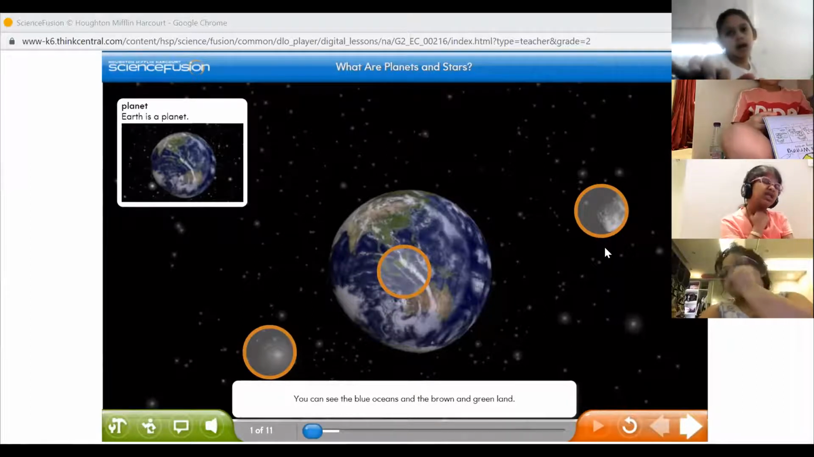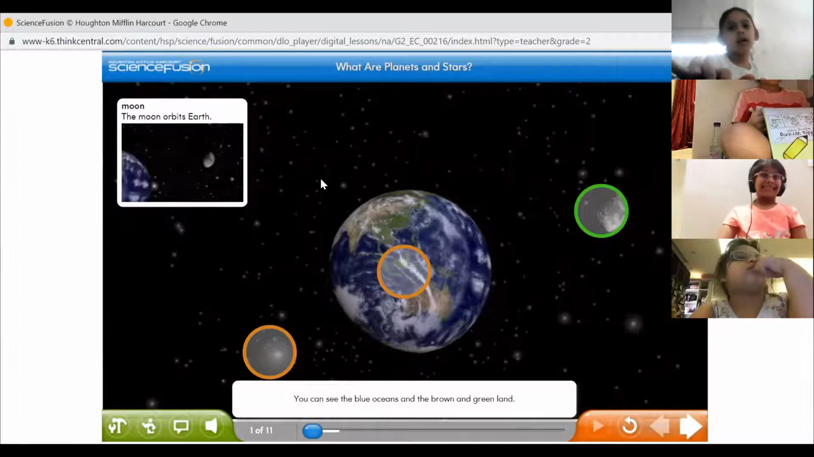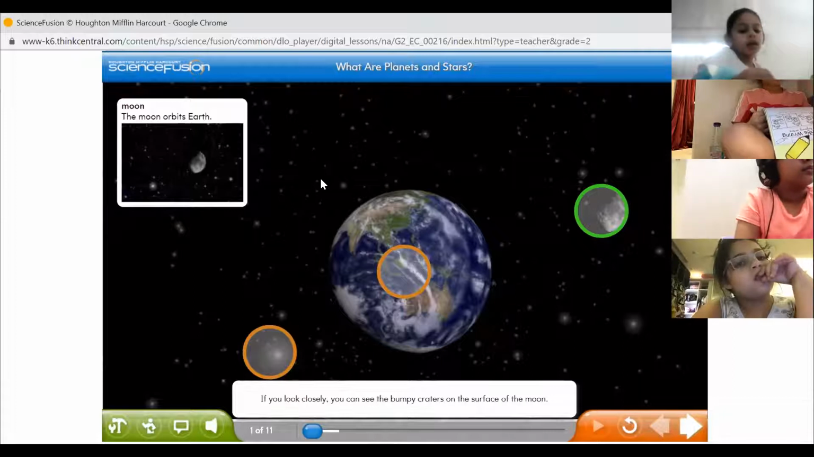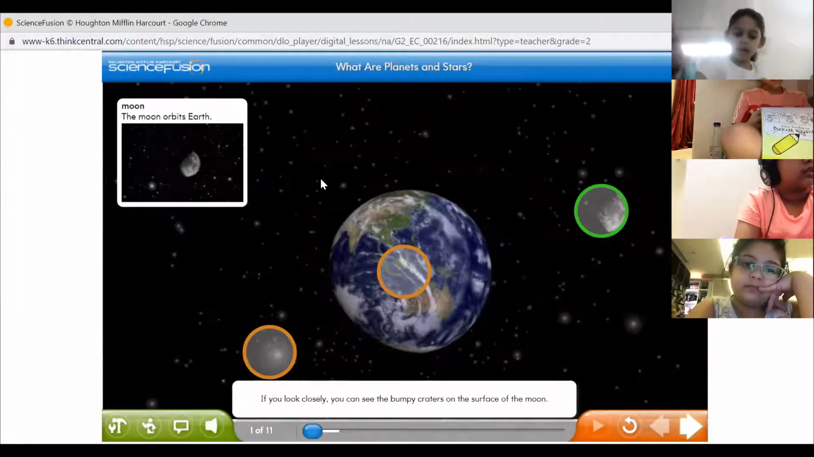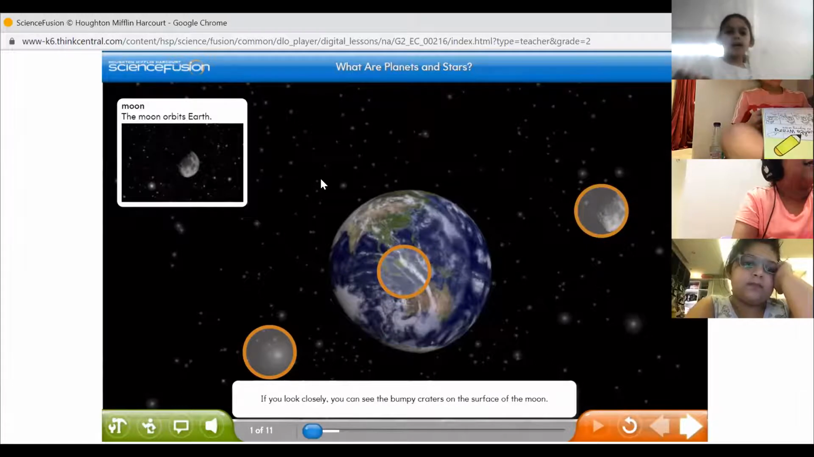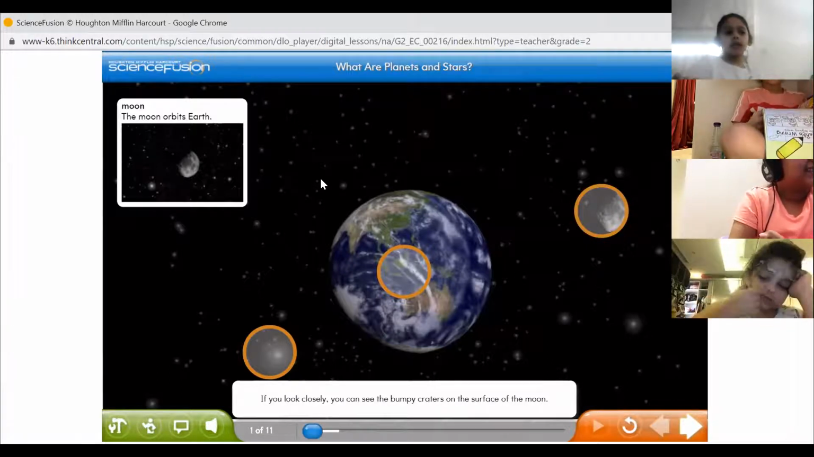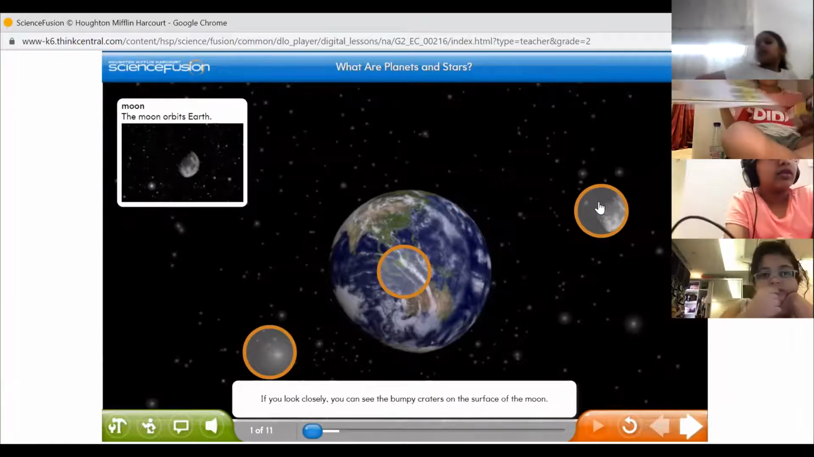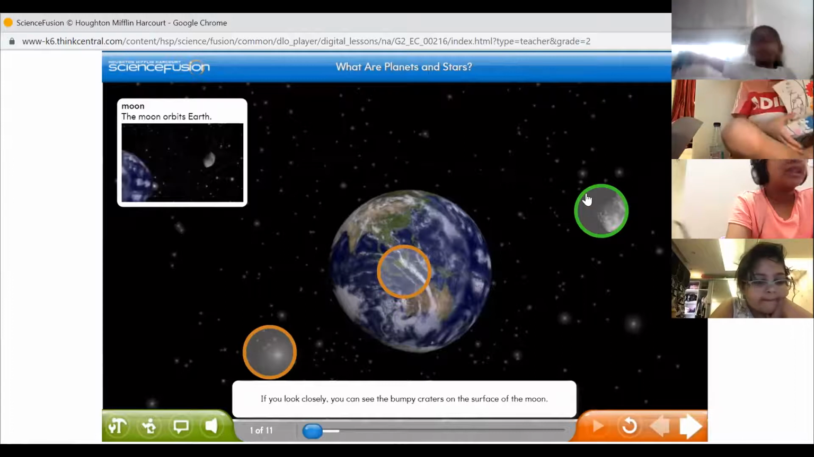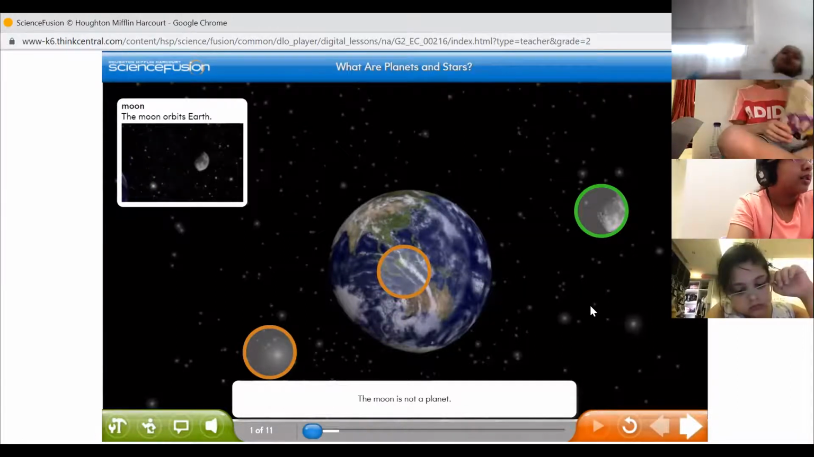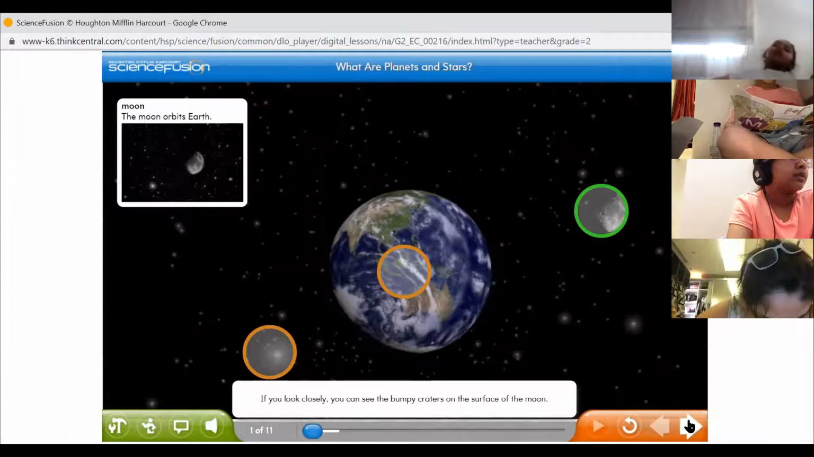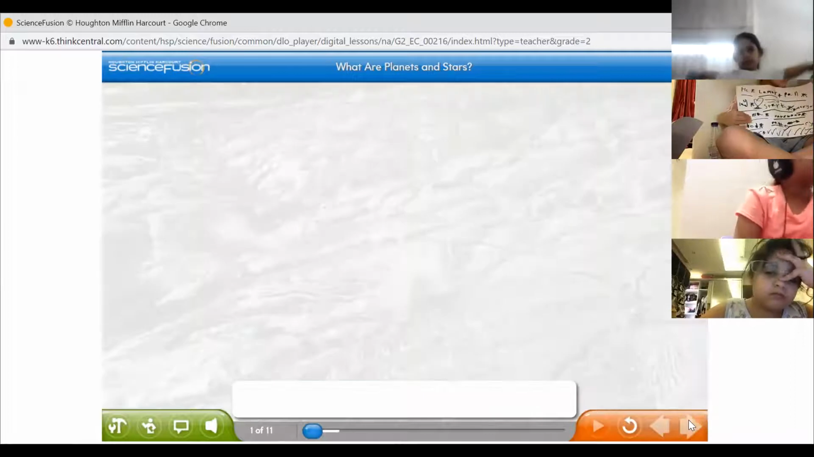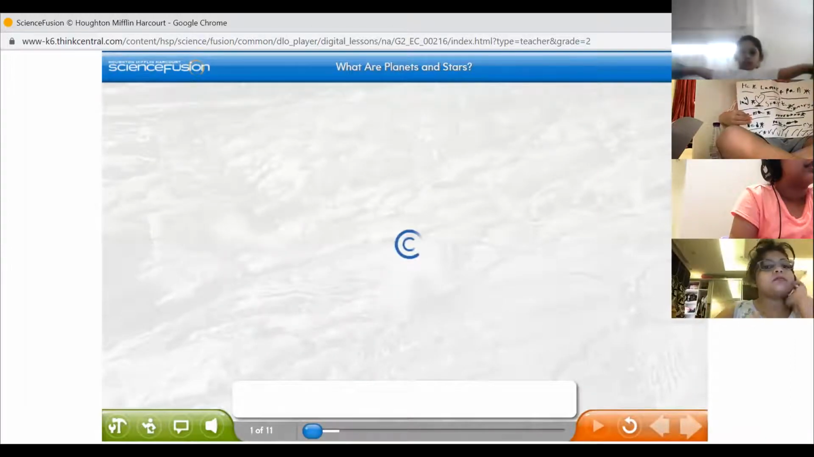Here is the moon. The moon is not a planet. If you look closely, you can see the bumpy craters on the surface of the moon. Is the moon a planet or not? No. Excellent. The moon is not a planet. Very good, very good.